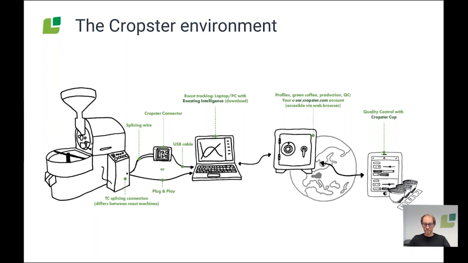On the left, you see the roast machine connected to the client software Roasting Intelligence, which needs to be downloaded on your computer. The Roasting Intelligence reads out the information provided by your roast machine and tracks the roast curve. With a lot of machine manufacturers, we have developed direct integrations which only require an Ethernet or USB cable to connect. Other connections require the Cropster Connector, which you see here in the presentation. So there are two ways to connect to your roast machine, but generally it is possible to connect Cropster to any type of roast machine.